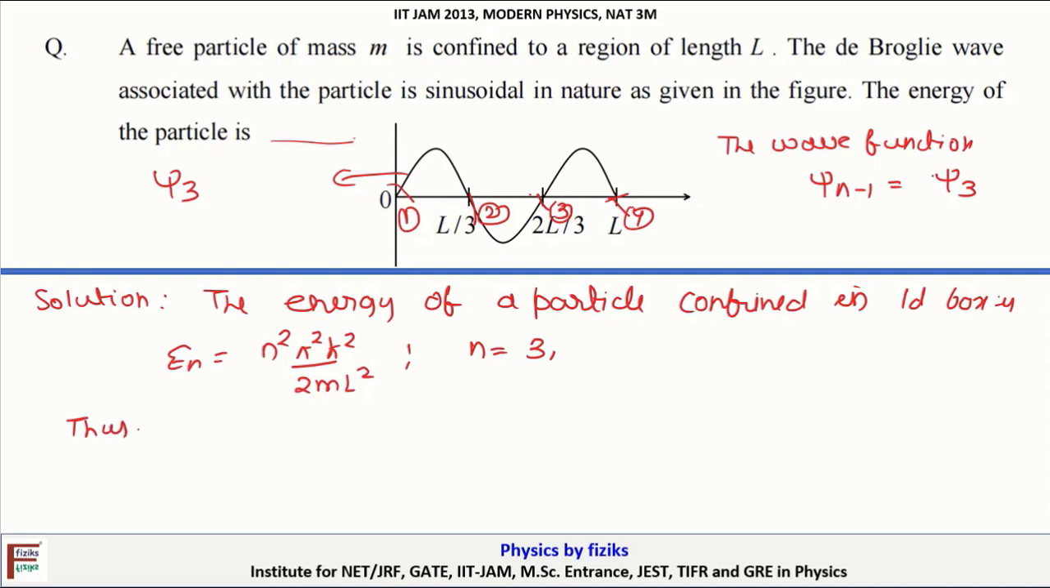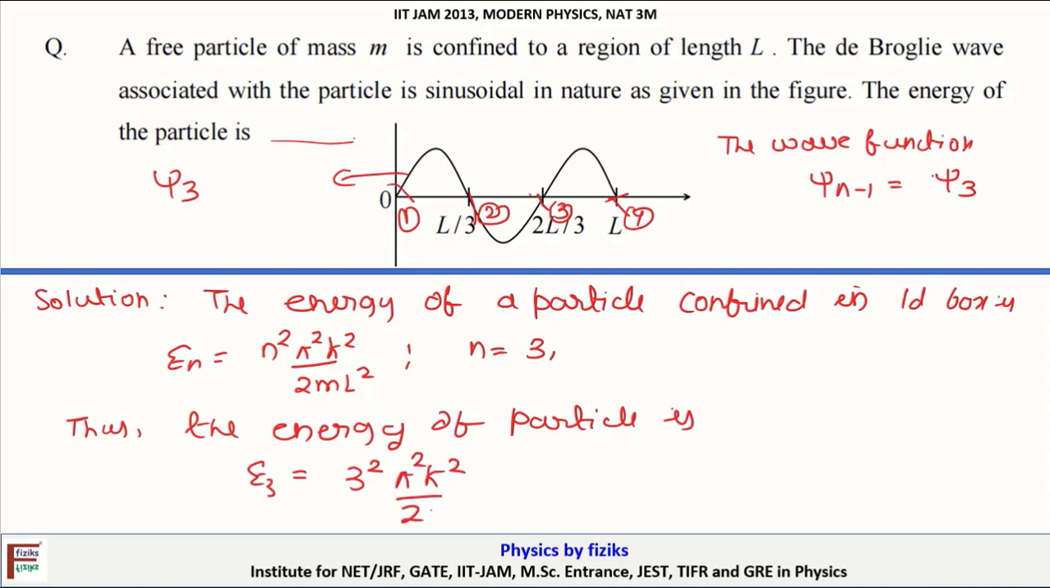Thus, the energy of the particle with psi 3 is E3 = 3² π² ħ² / 2mL², or that is 9π² ħ² / 2mL².